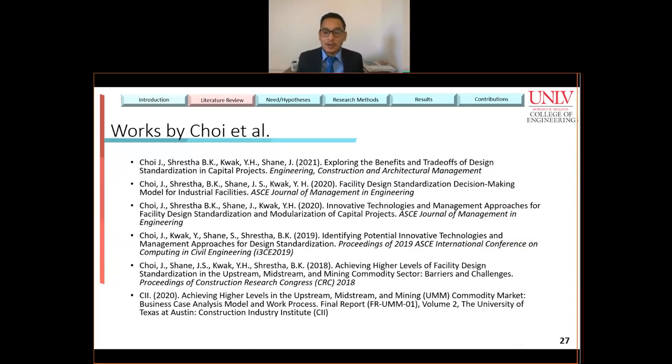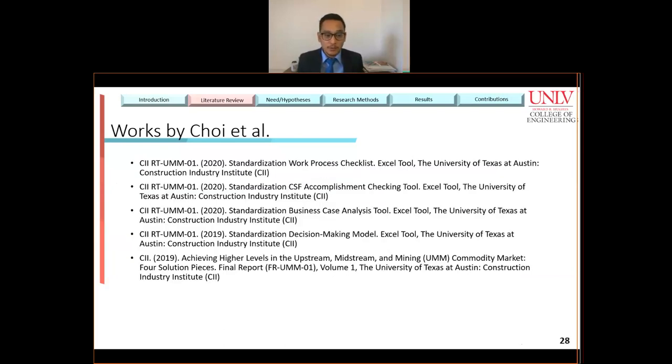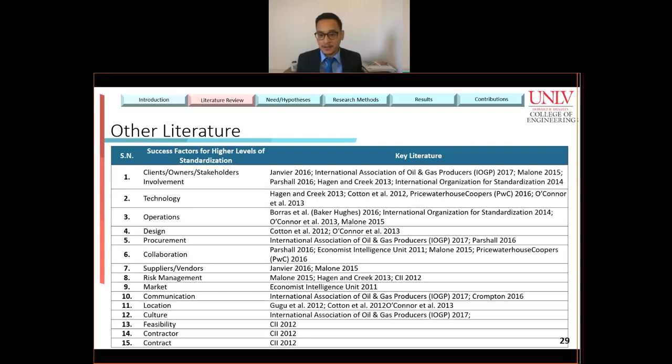Besides these, here are some of the more studies by Choi et al. on standardization. I'll let you take a quick look. And here are some more. And we move to other literature on success factors. Literature is rife with references on standardization, and these are some of the key literature that highlight the potential factors for standardization, such as owners' involvement, technology, operations, design, collaboration, market, culture, and feasibility.